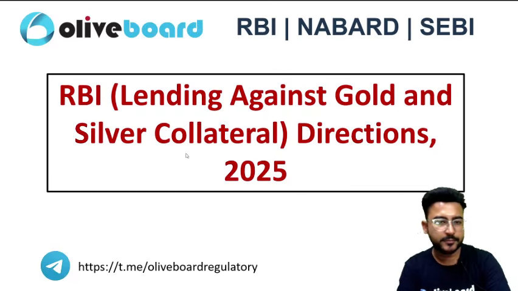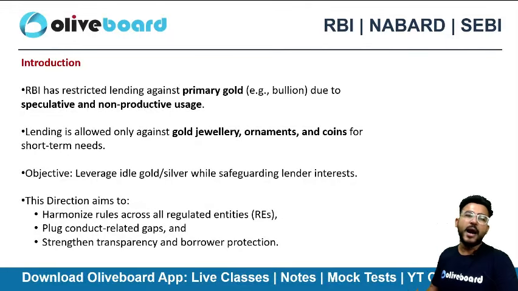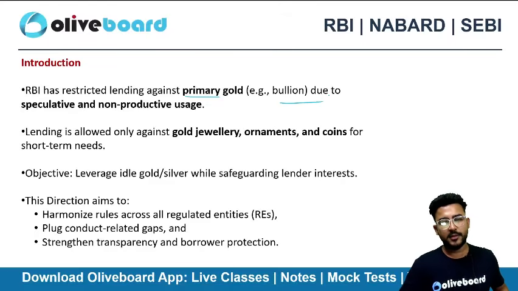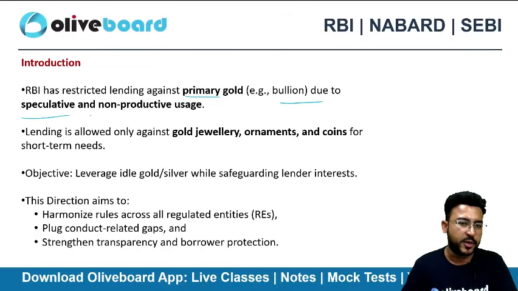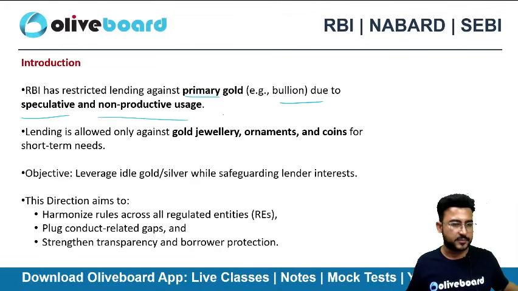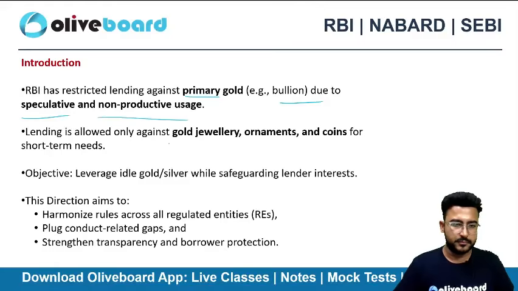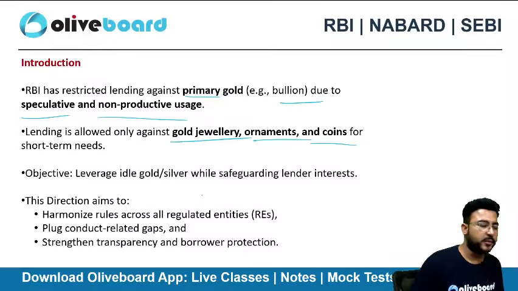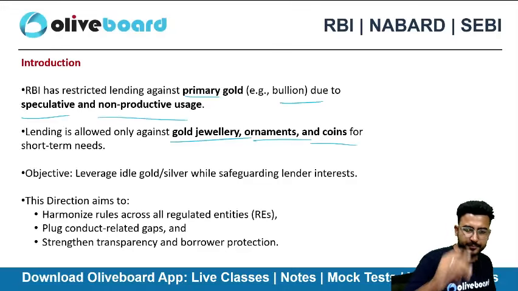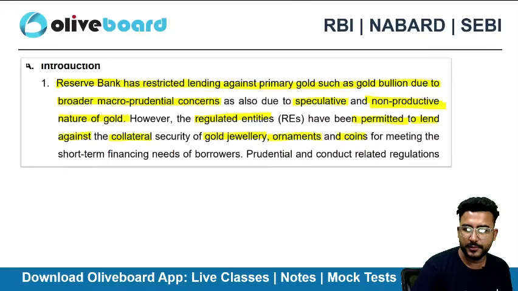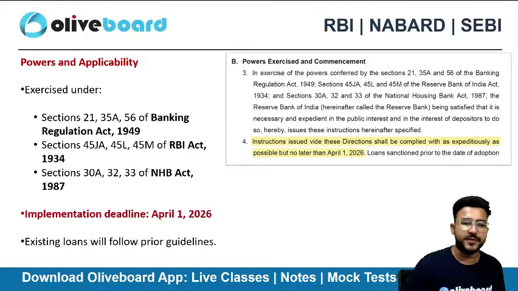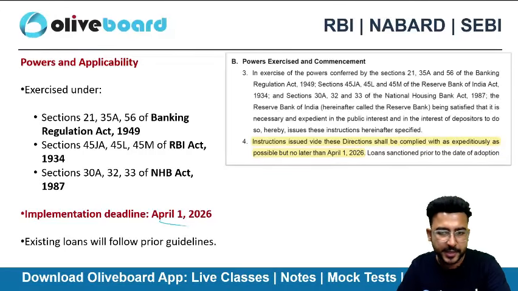Okay, let's start this one. RBI has restricted lending against primary gold. What is primary gold? Bullion. Why? Because it's purely speculative, purely non-productive usage. Lending is allowed only in case of gold jewelry, ornaments, coins, and so on, not in bullion. The implementation timeline is 1st of April 2026.